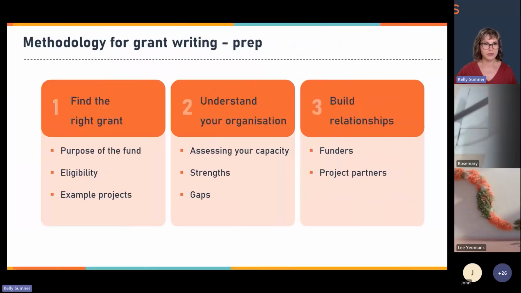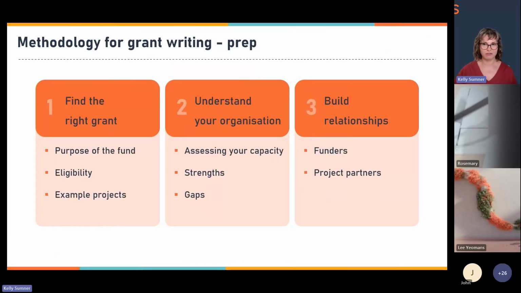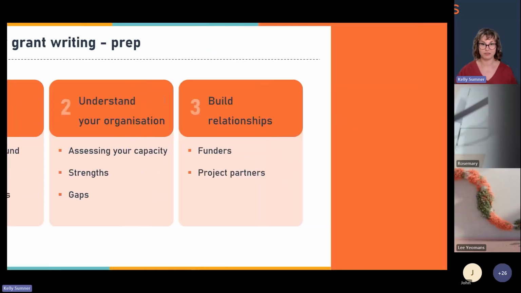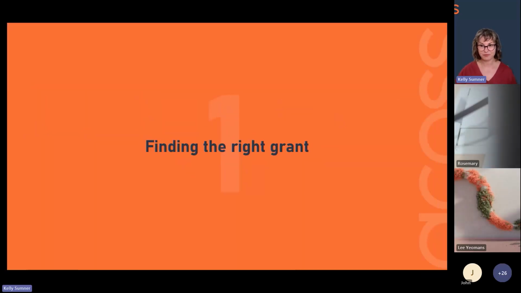So let's move on to our first part, the preparation for grant writing. We're going to look at 3 steps within this: finding the right grant, understanding your organisation and building relationships, as the foundations for writing an effective application.